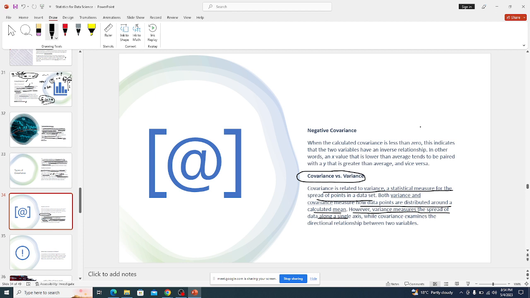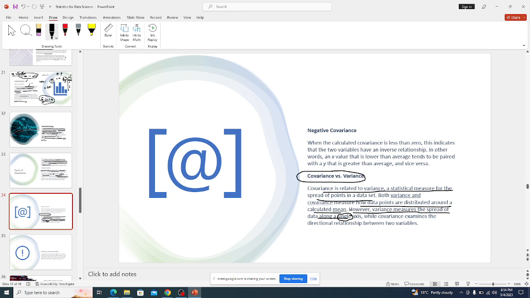Why? Because with variance we are talking of distribution from the mean. But when we talk about covariance, we are talking about the directional relationship between two variables. Here we are talking of two variables, and we want to see their relationship.